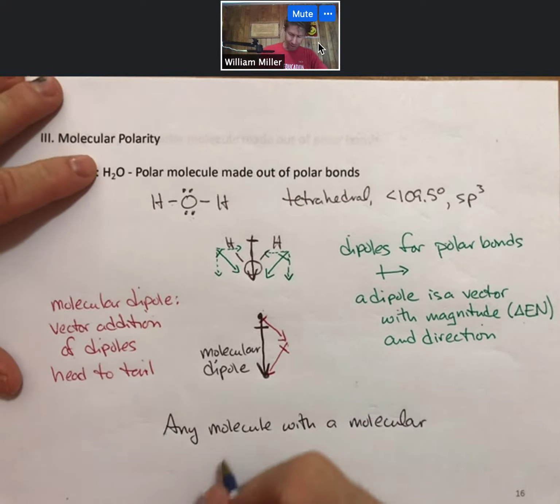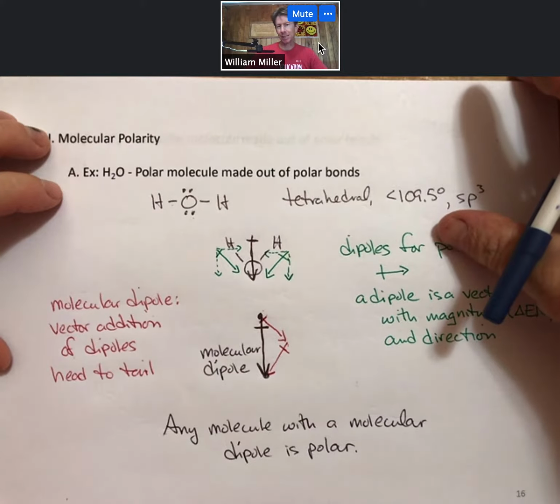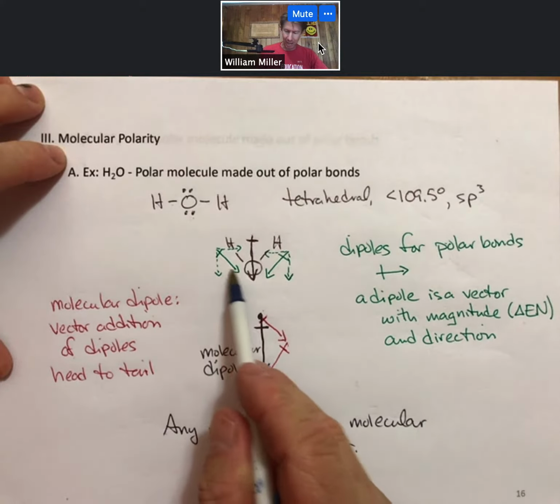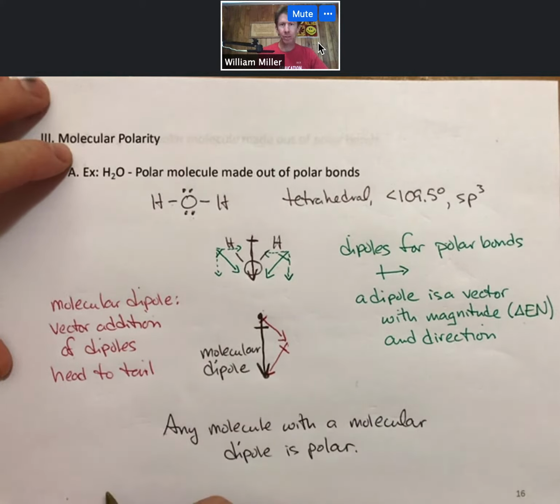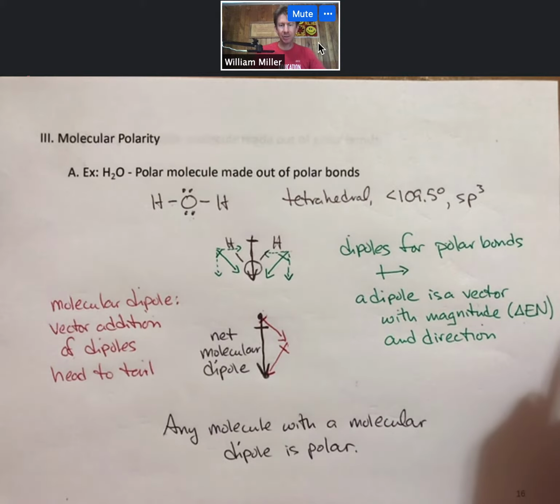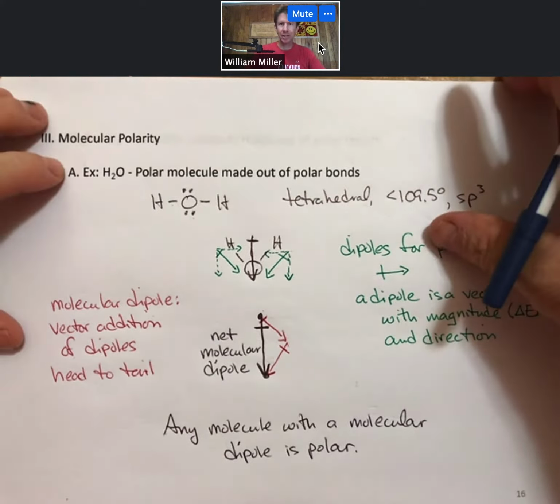Okay, and we'll do many, many examples of this, and this is our first one. So H2O is a polar molecule made out of polar bonds. It is a polar molecule because it has a molecular dipole. And I guess the one other thing is, because we're adding up the dipoles, we will sometimes call this a net molecular dipole, where net just means we've canceled out the left and the right parts here, and we have some leftover or net dipole. We've canceled out all the parts that can cancel out.